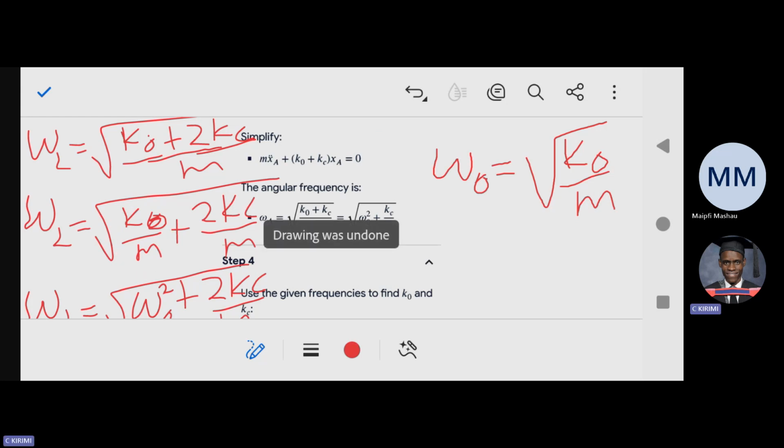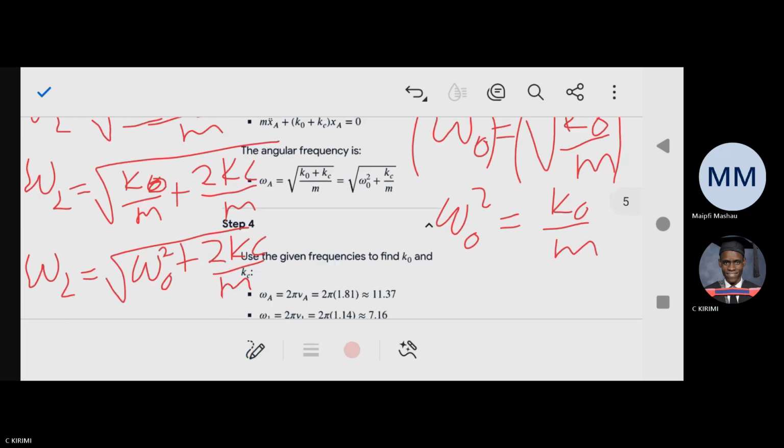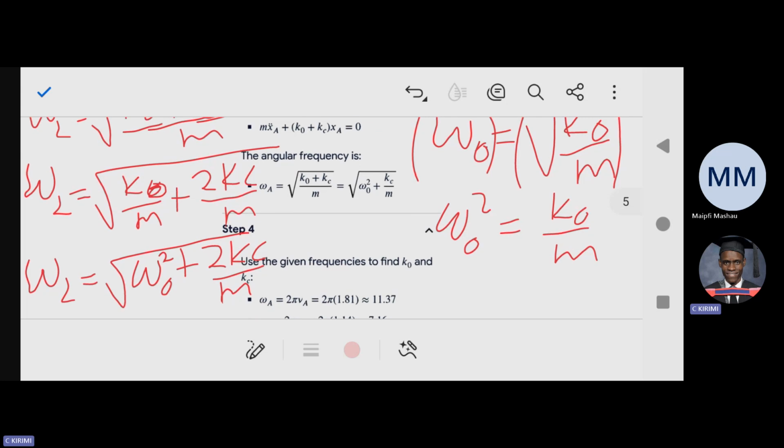We want K naught over M, which means I must square both sides. If I square this side, I must also square the other side. So I have omega naught squared equals K naught over M. Where there is K naught over M, I replace it with omega naught squared. Oh, yeah, now I get it.